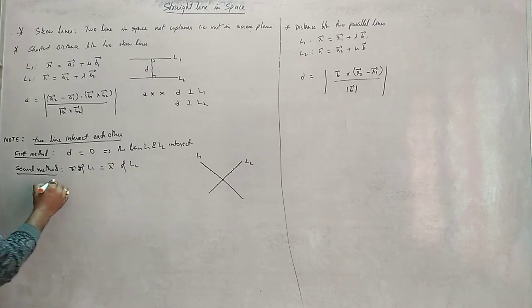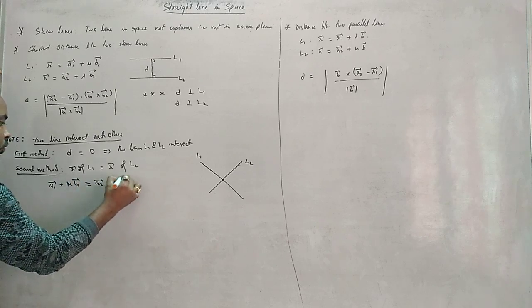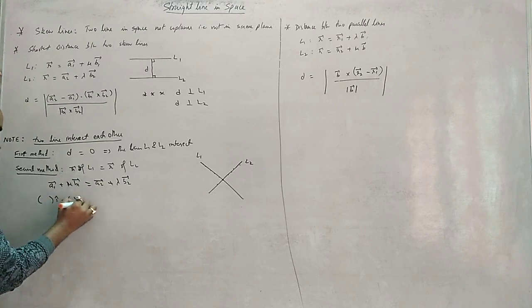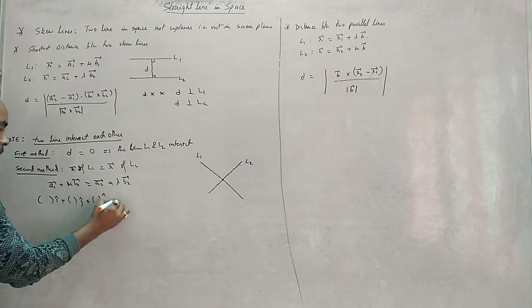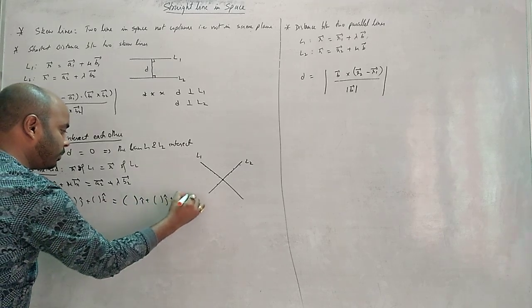Okay, तो दोनों को इक्वल कर दो. तो A1 vector plus mu into B1 vector equals to A2 vector plus lambda into B2 vector. Now what's the job is? इसको पूरा solve करो. Something to I cap, something to J cap, something to K cap करो.